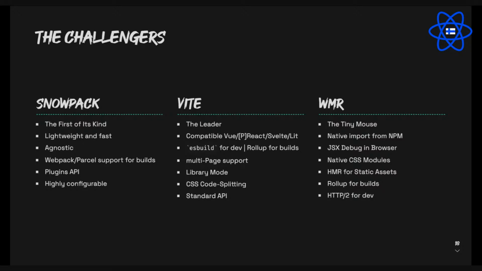And the third challenger is WMR. This is a tiny project. It uses native imports directly from NPM. It's feasible with the two others, but it's built in with WMR. There is CSS debugging in the browser with native CSS modules, which is pretty fun. And HTML for static assets too. There is still Rollup used in the build, and it uses HTTP/2 for the development process directly. So those three are really, really nice.